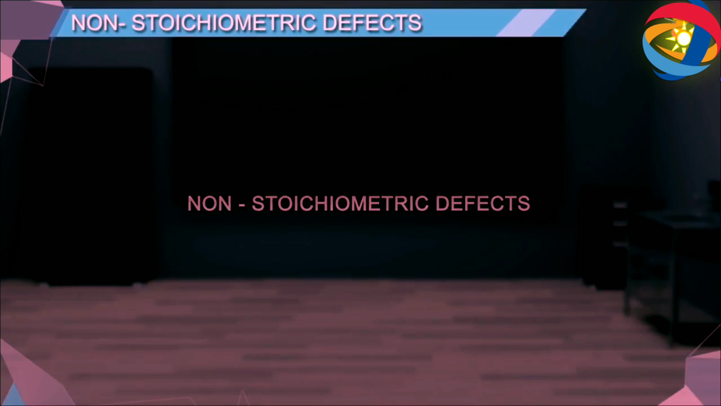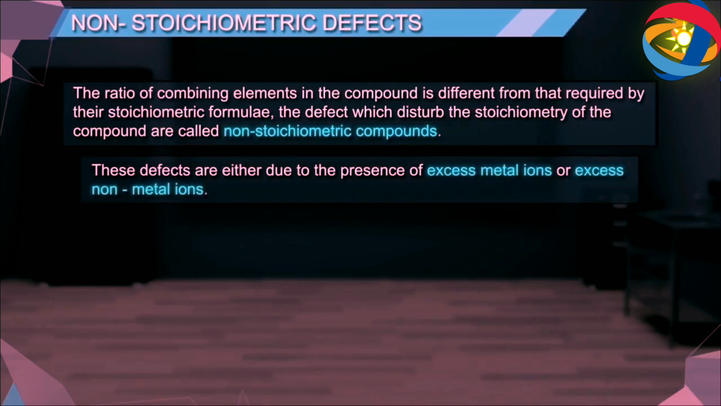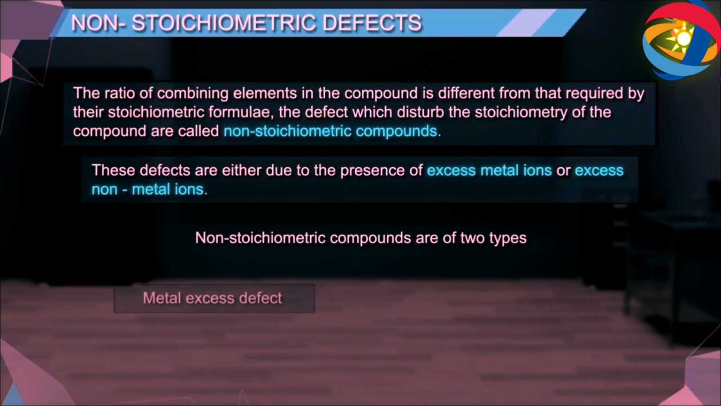Non-stoichiometric defects. The ratio of combining elements in the compound is different from that required by the stoichiometric formula. The defects which disturb the stoichiometry of the compound are called non-stoichiometric defects. These defects are either due to the presence of excess metal ions or excess non-metal ions. Non-stoichiometric compounds are of two types: metal excess defect and metal deficiency defect.